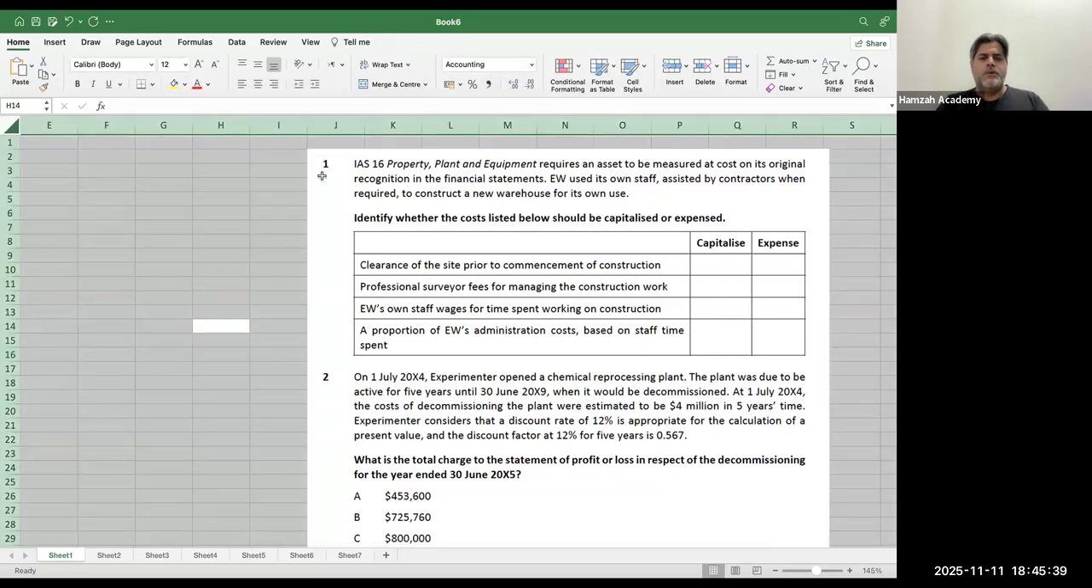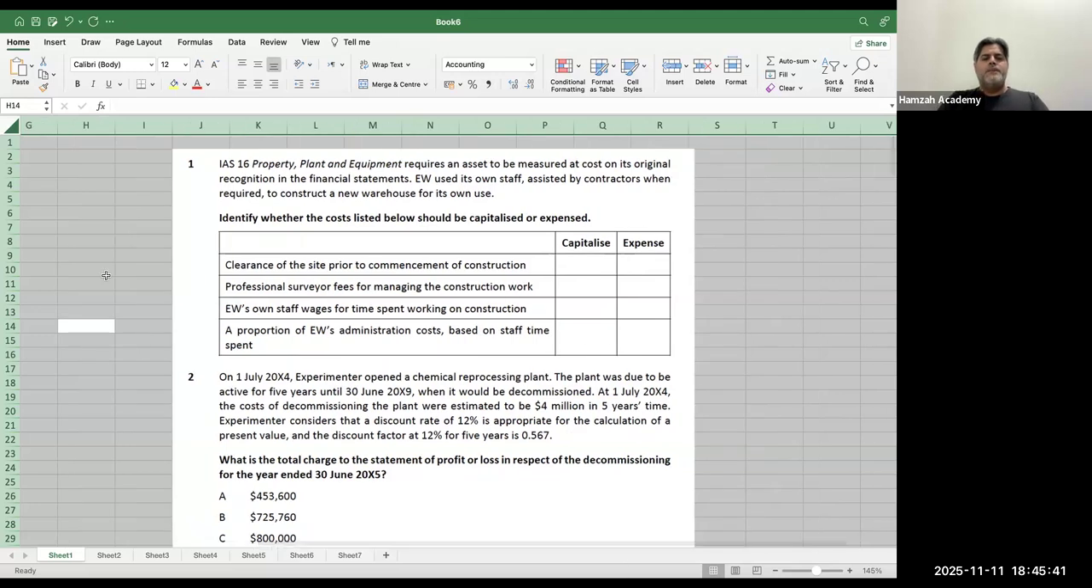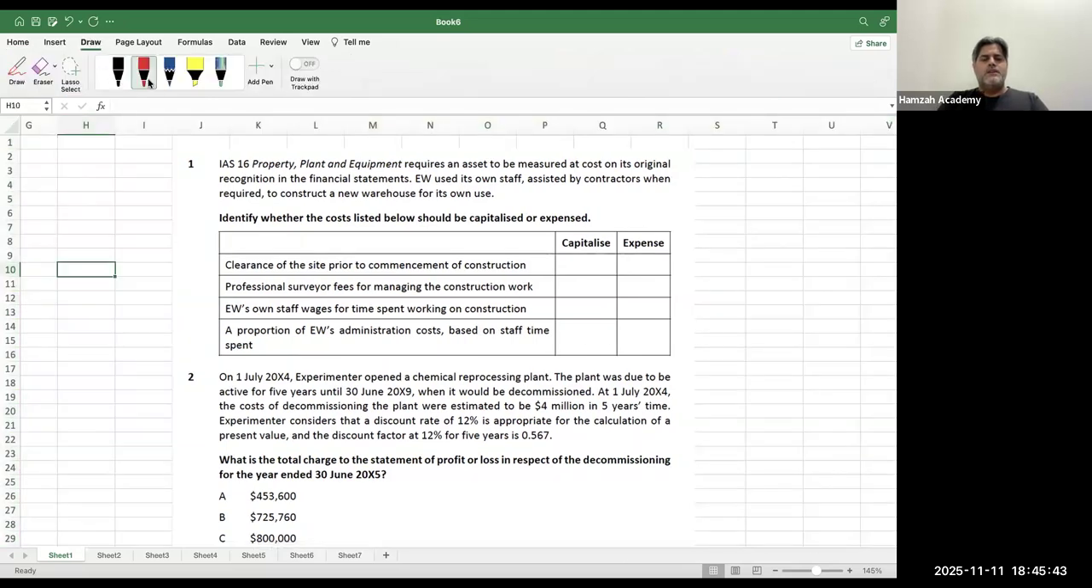So starting with question number one, IAS 16 Property, Plant and Equipment requires an asset to be measured at cost on its original recognition in the financial statements. That is the first time, initial measurement. Yes, it has to be at cost. Now, EW used its own staff assisted by contractors when required to construct a new warehouse for its own use. So EW, a company, used its own construction staff to construct the warehouse, right? Identify whether the costs listed below should be capitalized or expensed.